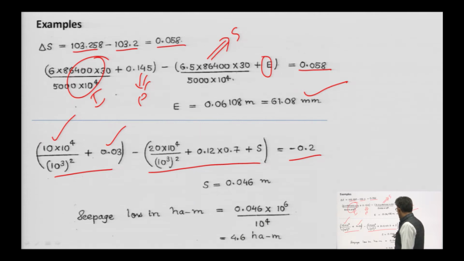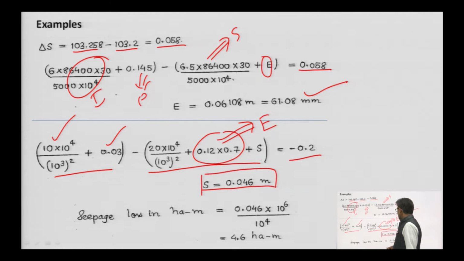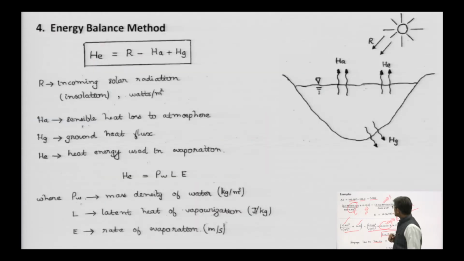In this example, evaporation E is given. Seepage can be calculated. The seepage loss in hectare meter can be calculated by using the proper units.